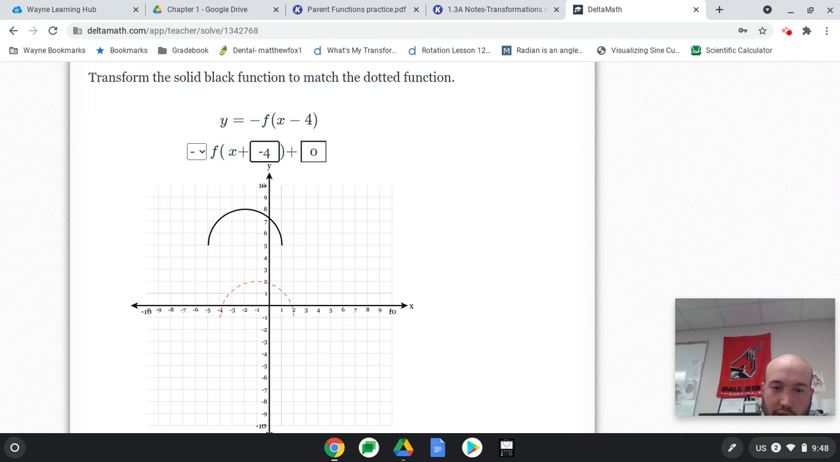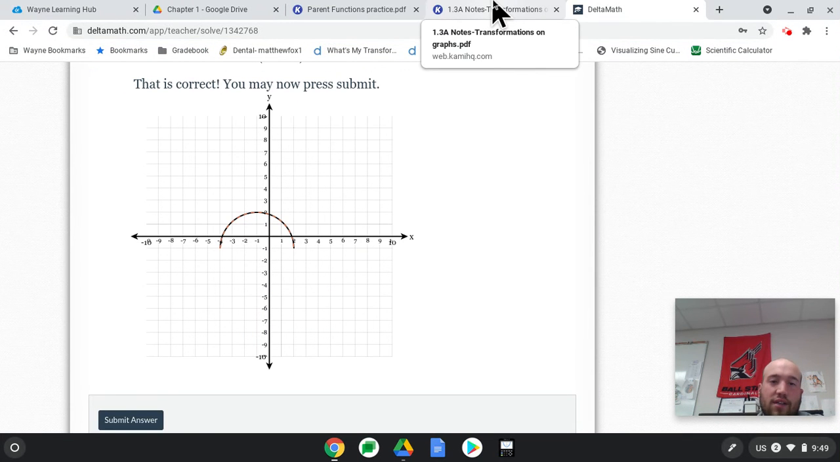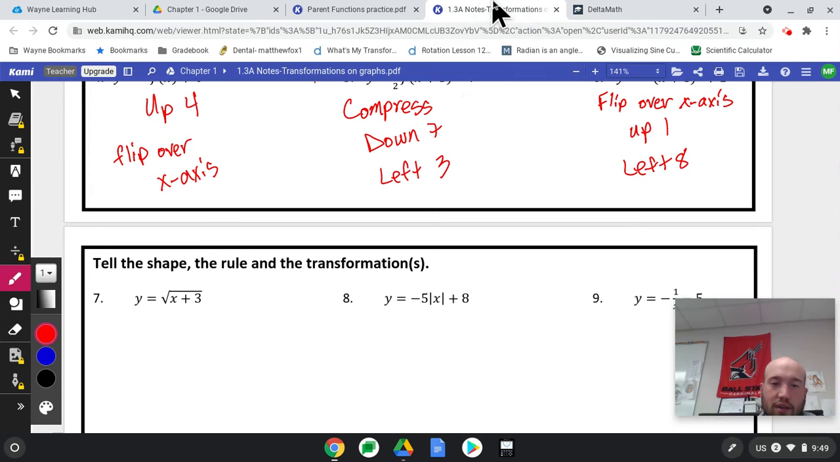So -4. And then we need it to go down. So negative, what is it, 6? All right. And we are done. So we'll practice that. You'll have some time in a little bit.